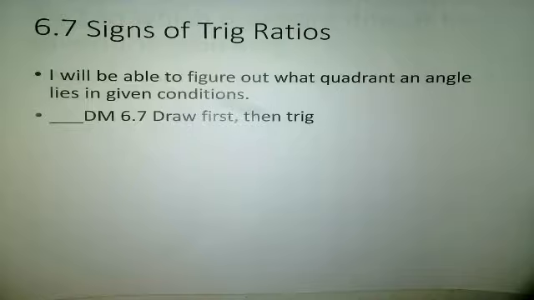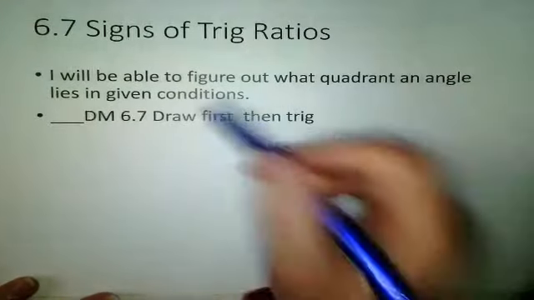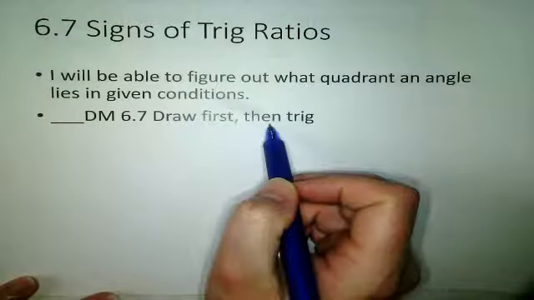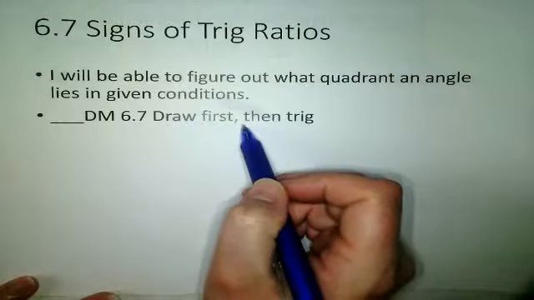All right, hello pre-cal. This is lesson 6.7, signs of trig ratios. We want to know what quadrant an angle might lie in, given certain conditions. And we have what seems like something we've already done, and it is. It's a lot of review.